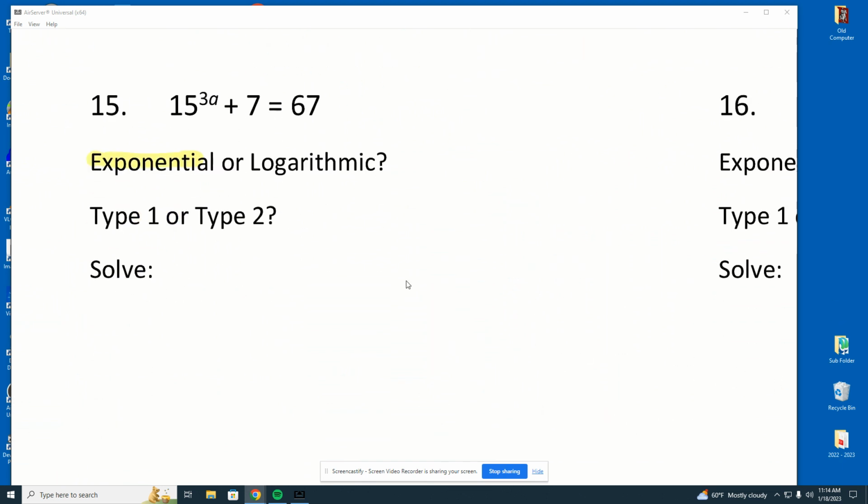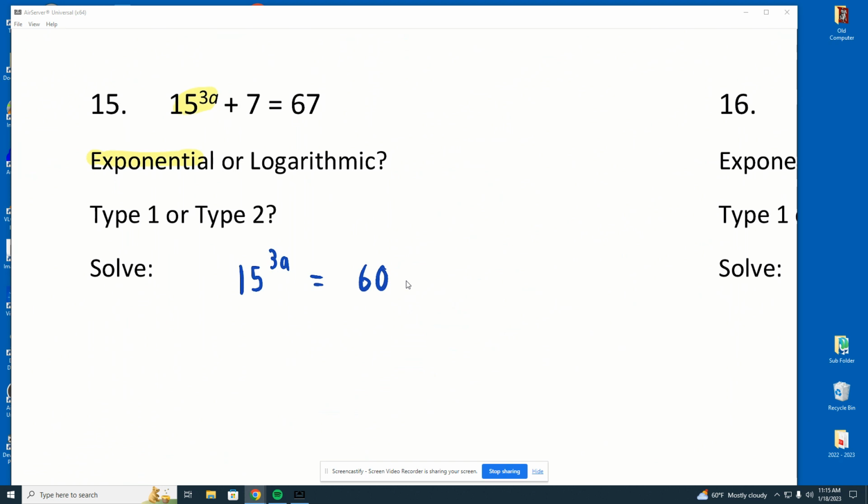All right, number 15. Exponential, we've already decided. It's not in the position to determine whether this is, for our review purposes, type 1 or 2, until I move this plus 7. Because remember, you're supposed to isolate your exponential part, and it's not yet. So I need to subtract that 7. So when I subtract that 7, I'm left with 15 to the 3a power equals 60.